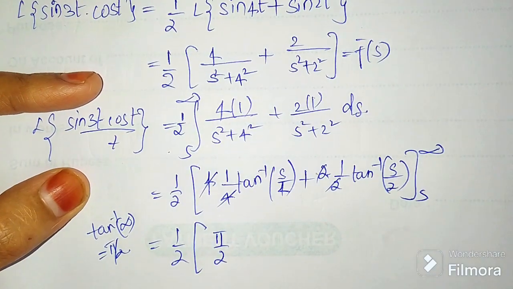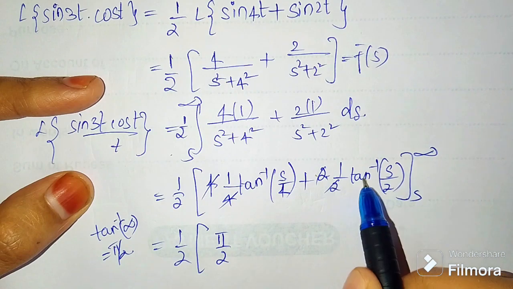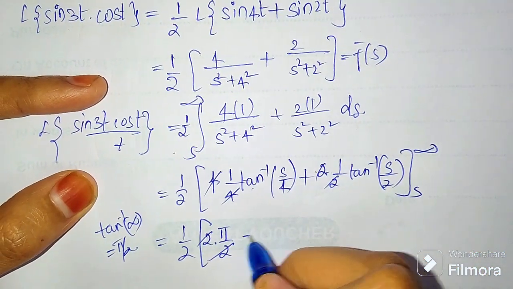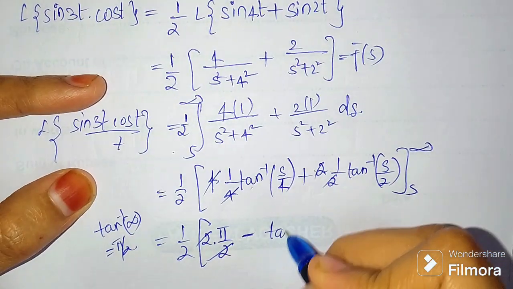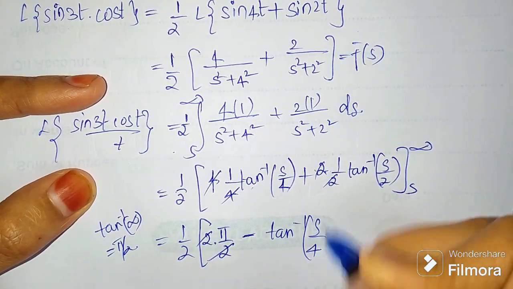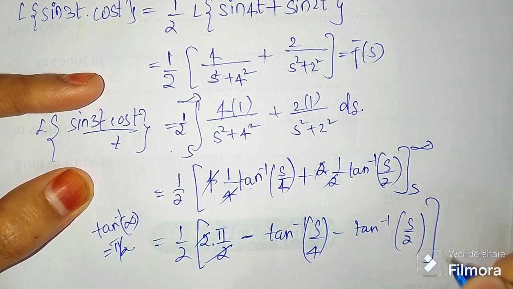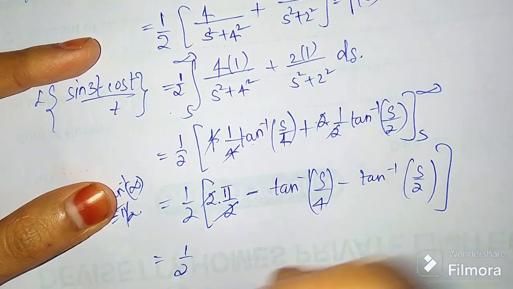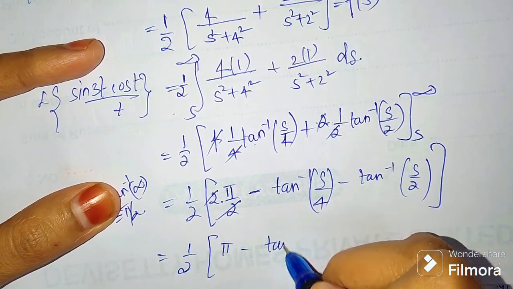Next, we get 2 into this and this, now minus the lower limit, which is the same. Just write it: tan inverse of x by 4 minus tan inverse of x by 2. So this is your final answer. We can't solve it further. So this is your final answer.